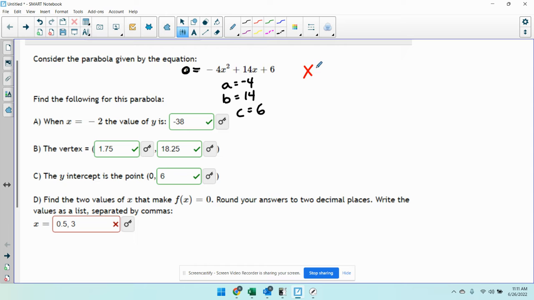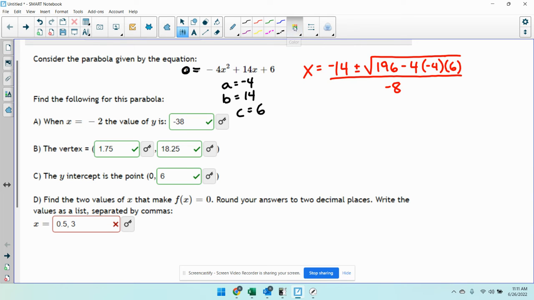So if I write out my quadratic formula, I have x equals negative b plus or minus the square root of b squared. I'm just going to do that right away. 14 squared is 196 minus 4 times a times c, all over 2 times negative 4, which is negative 8.